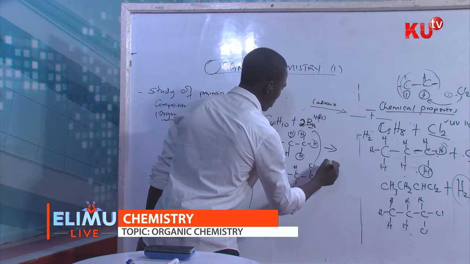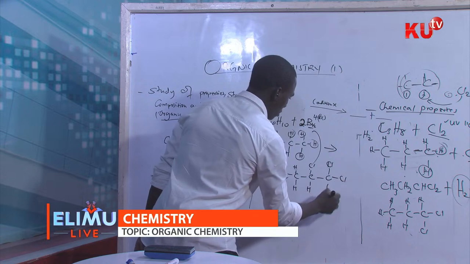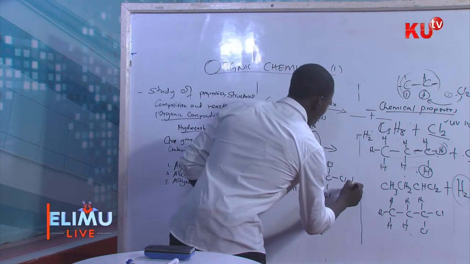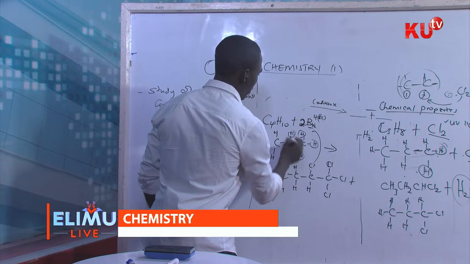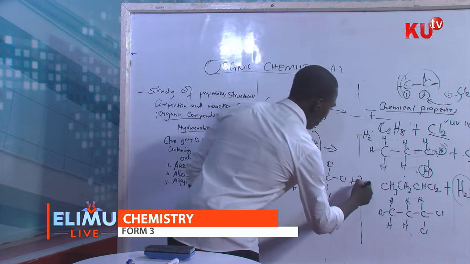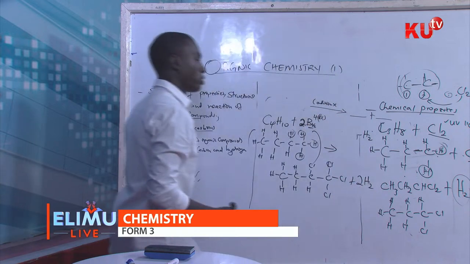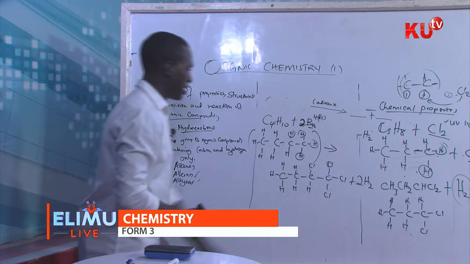And then this one has also been substituted by chlorine. And the four hydrogen atoms that have been displaced will come here and also form two moles of hydrogen gas. So how do we name this?